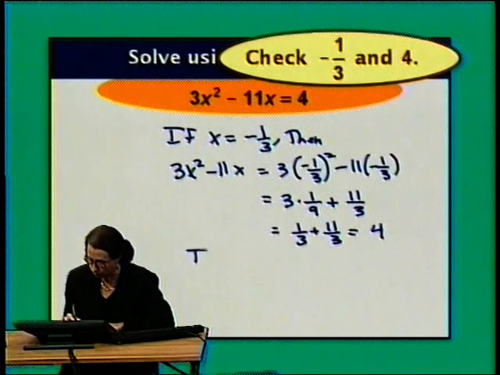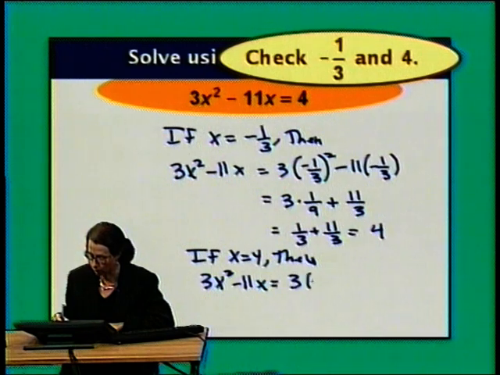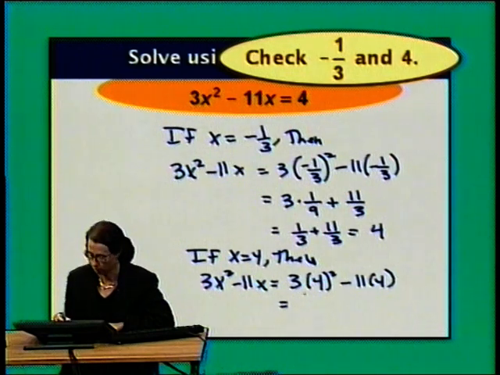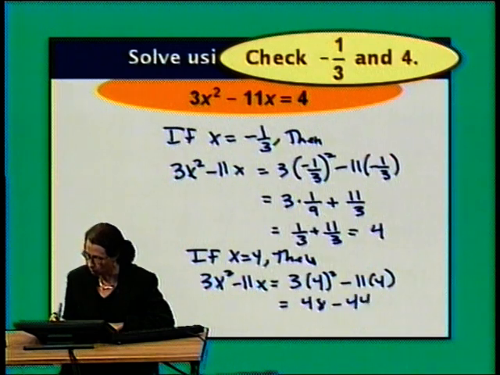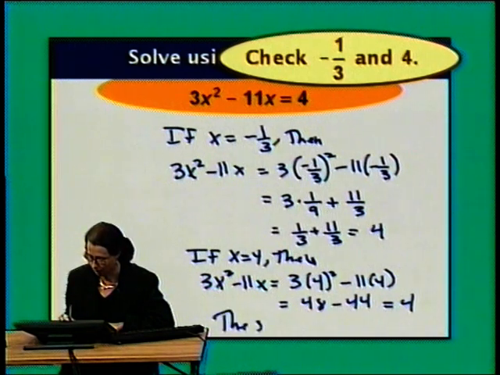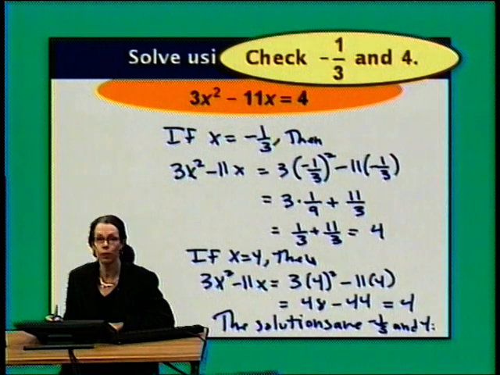What if x equals 4? If x equals 4, then 3x squared minus 11x is 3 times 4 squared minus 11 times 4. 4 squared is 16. 3 times 16 is 48. Subtracting 44, that's indeed 4. That's what I wanted. So my solutions check. And the solutions are negative 1/3 and 4.